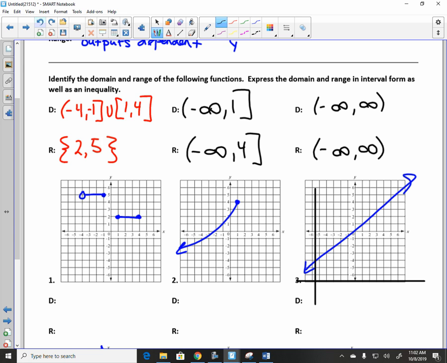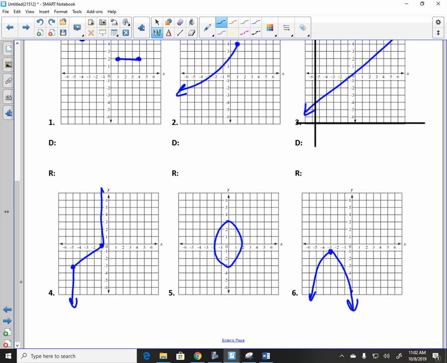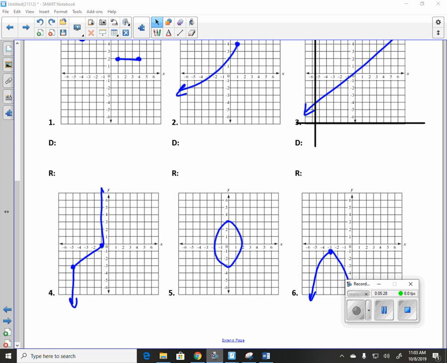I want you on your own to see if you can do the next three examples, 4, 5, and 6. After you get one of them, please come and put your result on the board. 3 different people put your result on the board so we can see how you did it, okay? And then we will get you into your first assignment. Go.